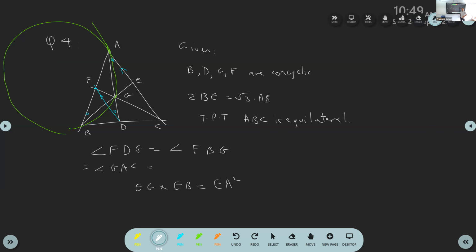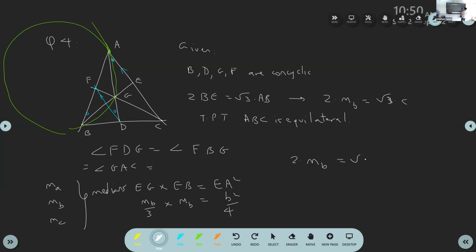The common convention is that you use small a, small b, small c for the three sides and m subscript a, so m_a, m_b, m_c, to denote a median. In that notation, can you express what we want to calculate next? So EG is m_b by 3, right? And EB is m_b. And EA is b by 2, so this is b square by 4. So the ratio between m_b and b is the same as the ratio between m_b and c. Because what is given here is 2 times m_b is root 3 times c, and what we are getting is 2 times m_b is root 3 times b.